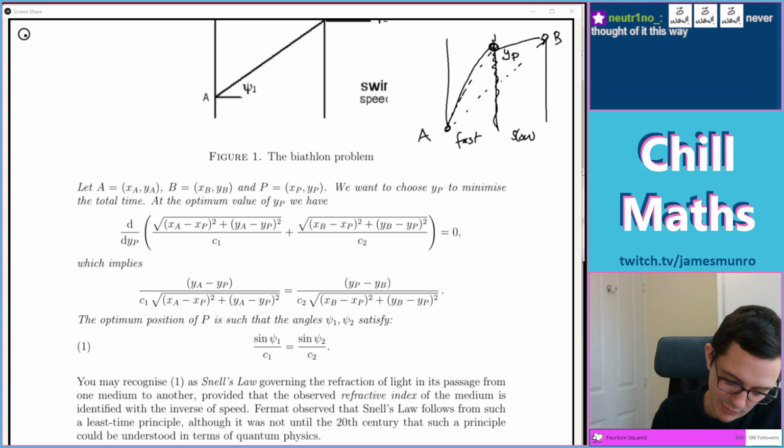A weighted distance, what do I mean there? So there's a distance here, but it's got some weighting on it. It's multiplied by a factor. This one 1 over c1, this one 1 over c2.